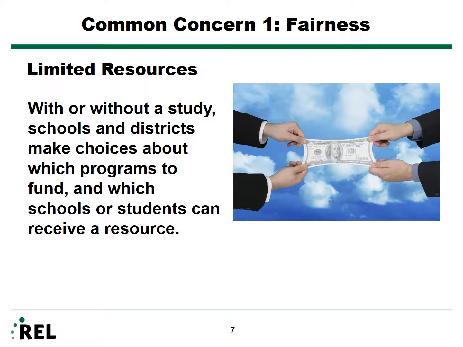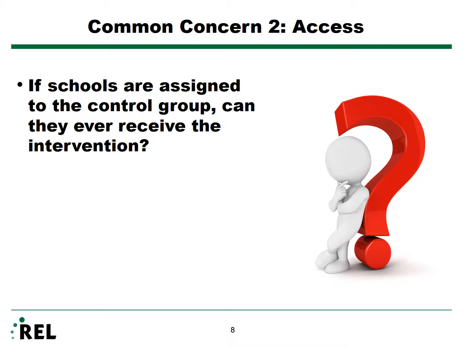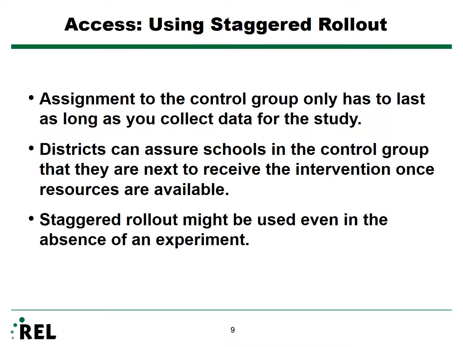The second concern is related to the first. Districts often wonder whether schools assigned to the control group can ever receive the intervention. The good news is there's definitely a way to accommodate that in the design of the experiment. First of all, assignment to the control group does not have to be permanent. It only has to last as long as you'll be collecting data for the study.